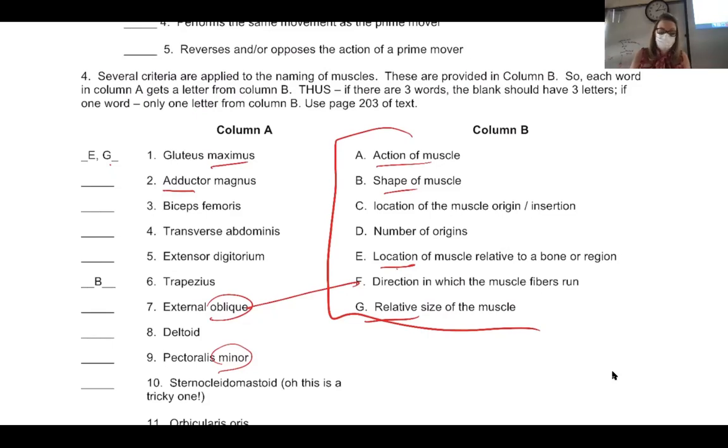So everybody, let's do number 2 together. Adductor, magnus. So which 2 letters go in that blank? Well, let's do adductor. What's adduct mean? It's an action, so A. And then magnus would be like magnum. Is that big or small? Big, so what would we say? G, the size of the muscle. Does that make sense on how to do this one? All right.